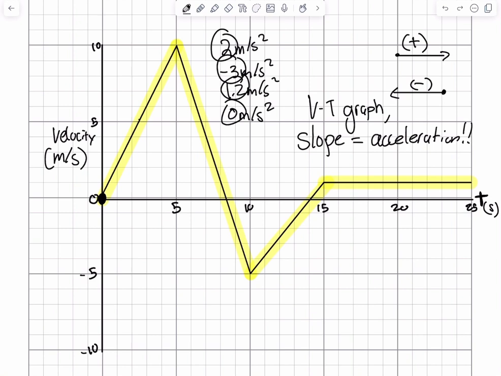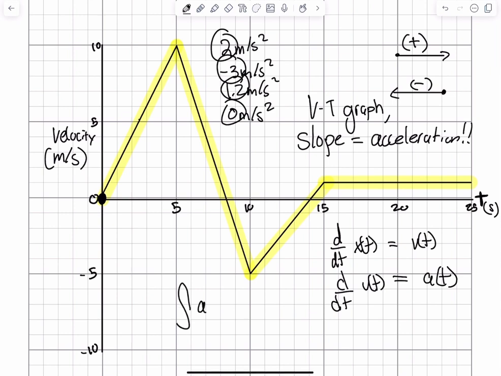Well, what's the connection there? If you're taking calculus and you know a little bit about derivatives and integrals, you know that the derivative with respect to time of x is velocity. The derivative with respect to time of v is acceleration. So slope is derivative. Slope is change in time. Pretty cool. You can also say that the integral of at is equal to vt. The integral of vt is equal to xt.